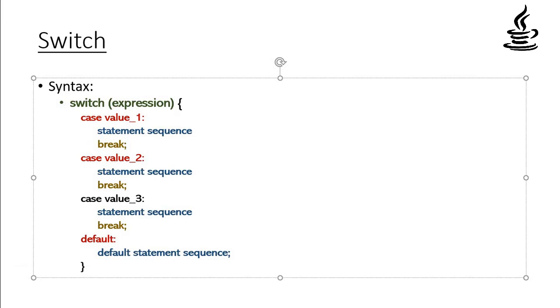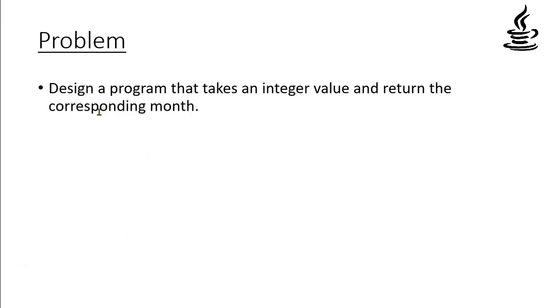So let's look at a problem statement. Suppose we have to design a program that takes an integer value and returns the corresponding month. So if we identify the expression here, let me draw it. Our expression is basically the input integer value, which could be 1, 2, 3 up to 12, because there are 12 months in a year.